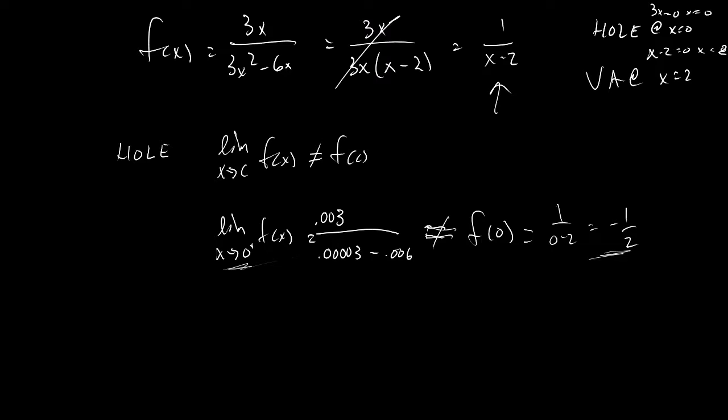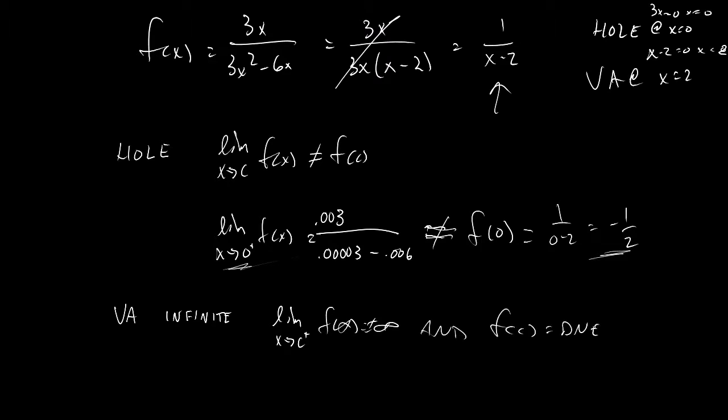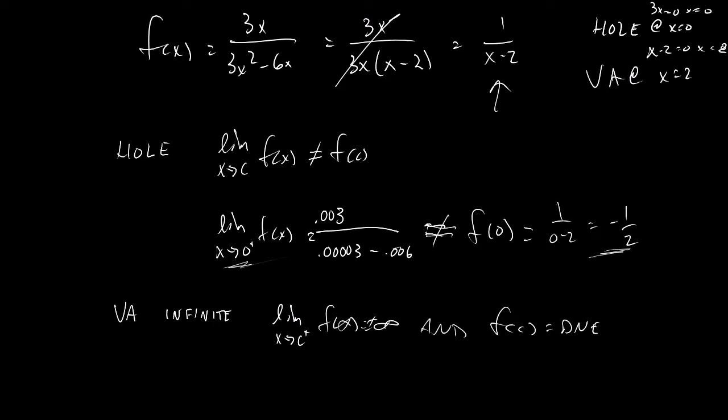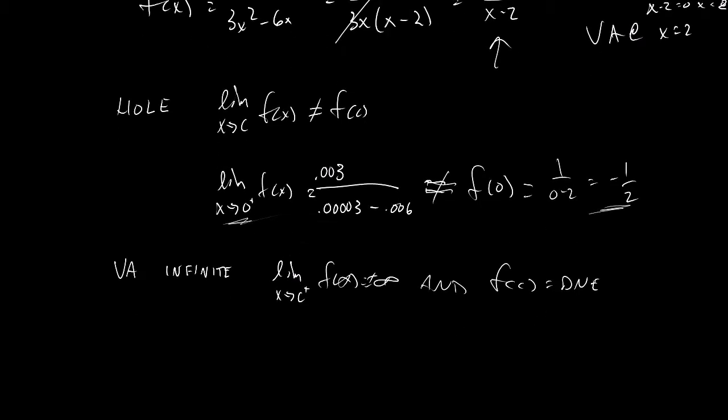So let's talk about our VA. Our VA tells us that we have an infinite discontinuity. So that means that I have to show that the limit as x approaches c from the left or the right, doesn't matter, is some type of infinity, and f of c does not exist. So I'm approaching 2 at this point, because our VA is at 2.